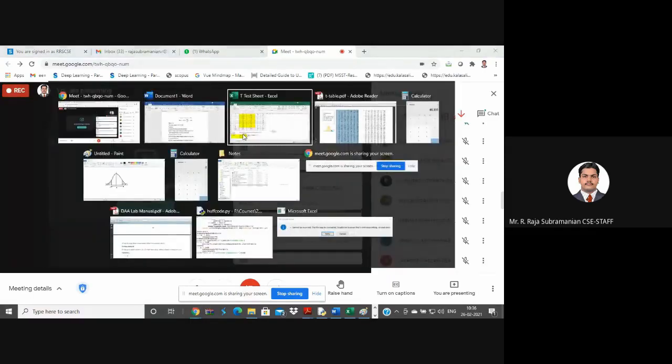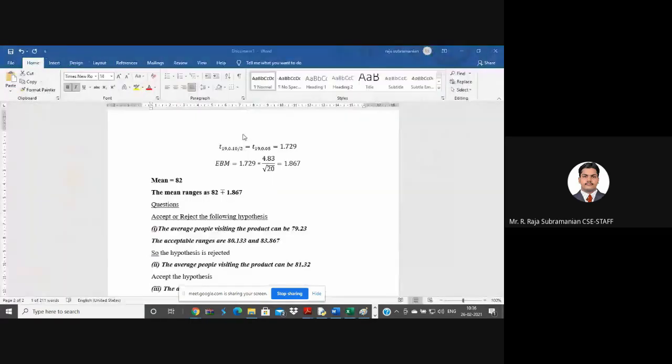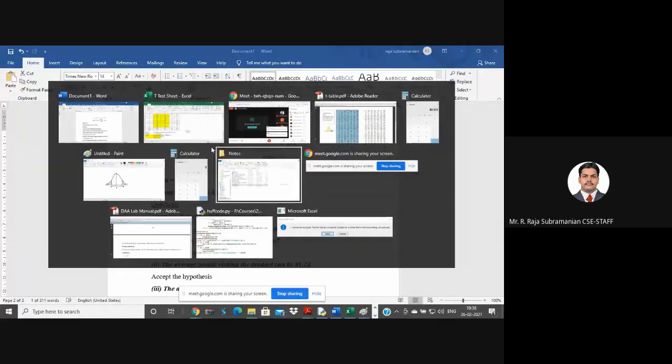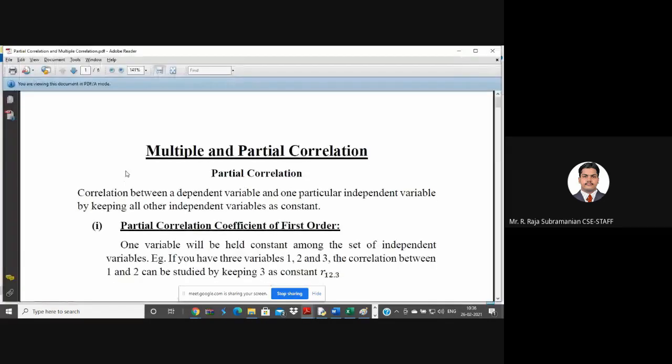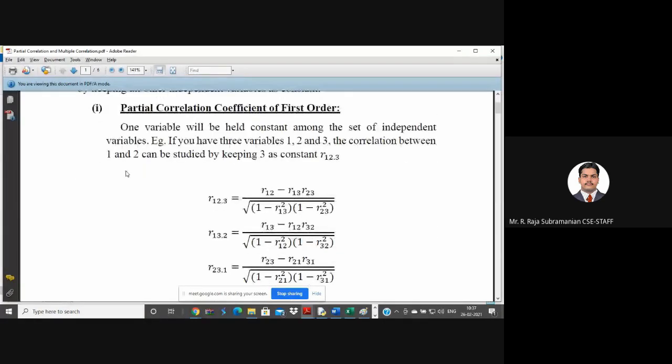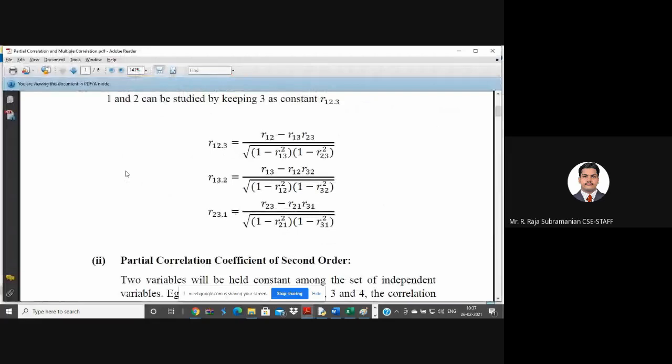So now, keeping the t-test in mind, this Word file I will save immediately and post in the Google Classroom. For convenience, I'll be opening the assignment on partial correlation. This is very clear. The maximum number of questions tomorrow will be on this only. So if you are ready with this, you can attend, because if you study this itself, you will pass. So just see this very clearly.